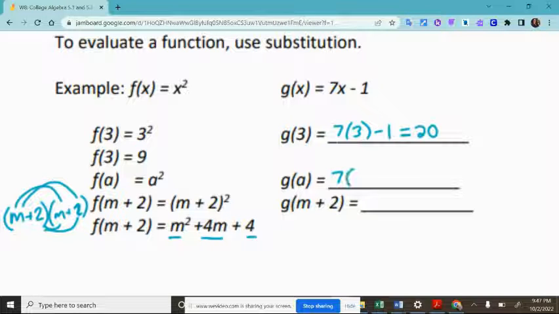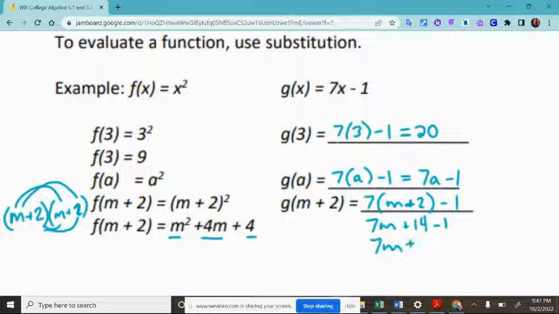G of a would be take out the x and put an a. Well, if you clean that up a little bit, it's just 7a minus 1. And if we plug in n plus 2, 7 times n plus 2 minus 1. And then we just clean that up a little bit. 7n plus, distribute that 7. And then combine our like terms. There we go.